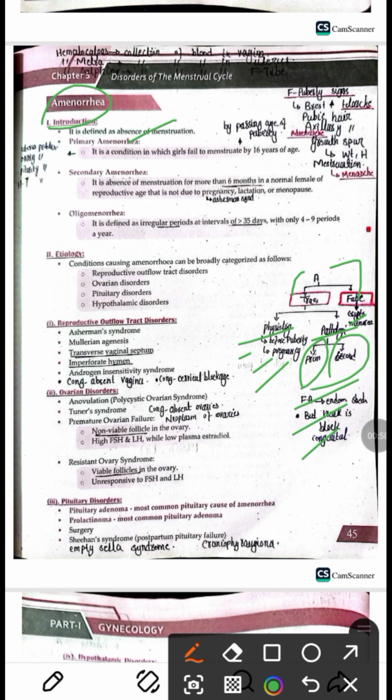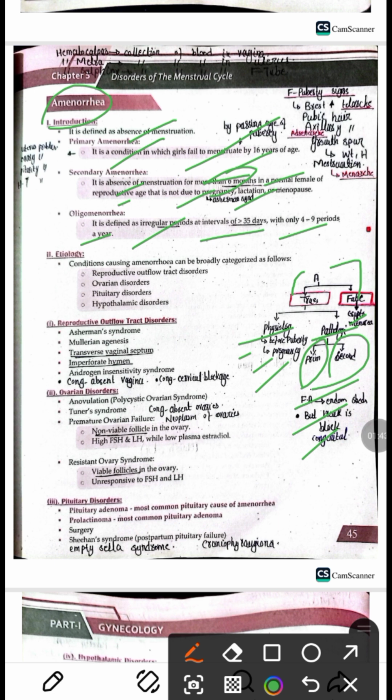Primary amenorrhea is defined as the type of amenorrhea in which the female fails to menstruate by passing the age of 16 years or by passing the age of puberty. Secondary amenorrhea is the absence of menstruation for more than 6 months in a normal female of reproductive age, and it is not due to pregnancy, lactation, or menopause. This means that in secondary amenorrhea, the female fails to menstruate for more than 6 months in a normal reproductive age. Oligomenorrhea is defined as irregular periods for more than 35 days with only 4 to 9 periods in a year. Now let's talk about the etiology of amenorrhea.